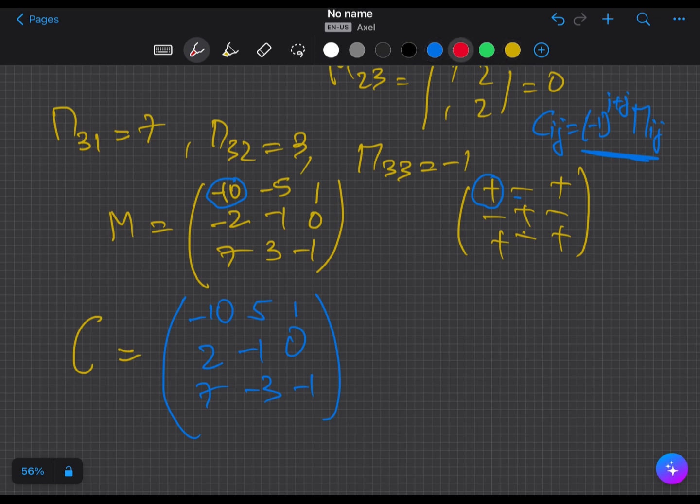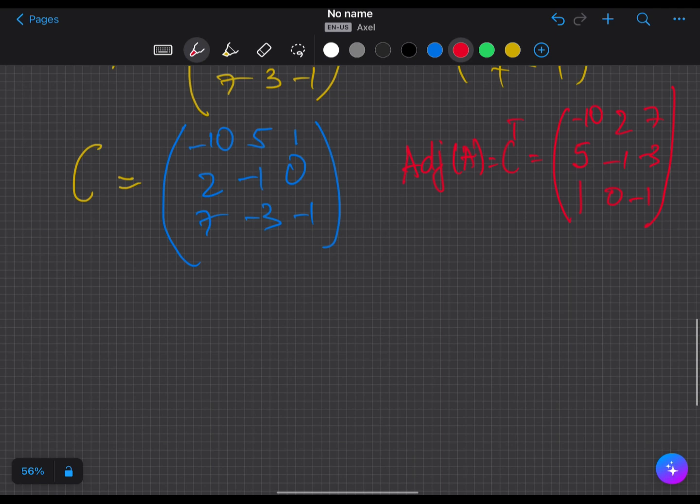Then I can have the adjoint now. I know that the adjoint matrix of A is equal to the transpose of the cofactor matrix, which will equal minus 10, 5, 1. Now the rows become the columns, right? So I have 2, minus 1, 0, and I have 7, minus 3, minus 1. So this is the adjoint of my matrix.